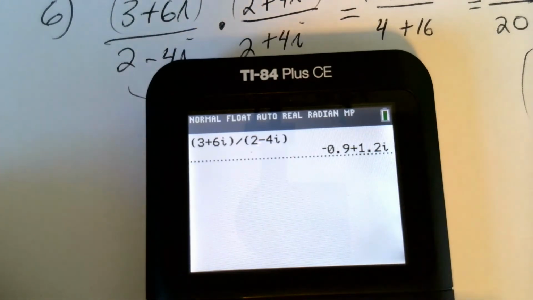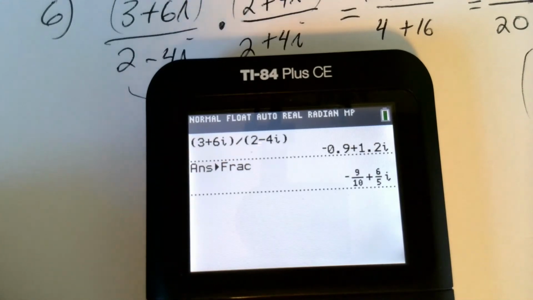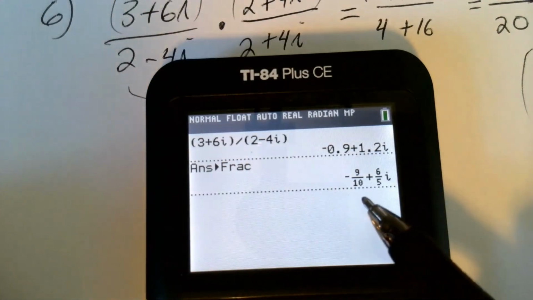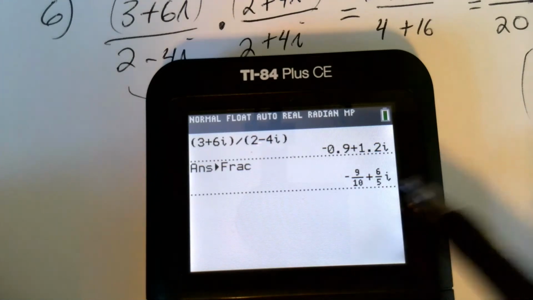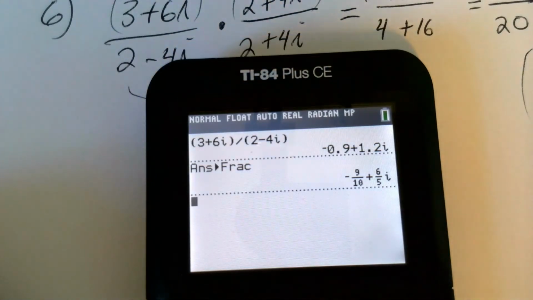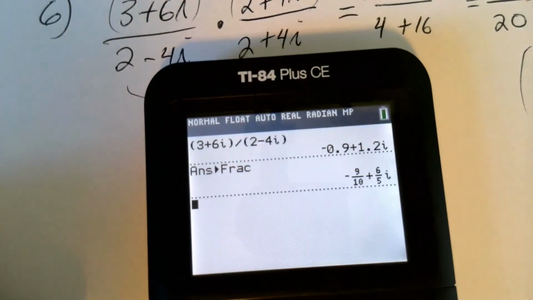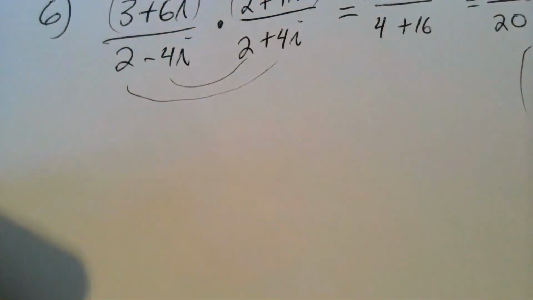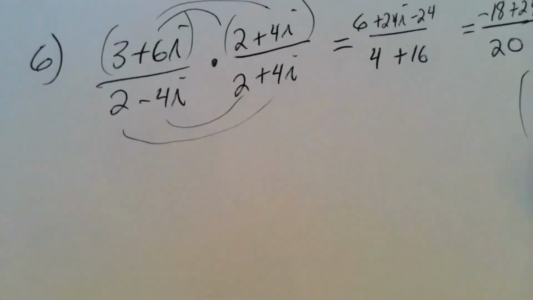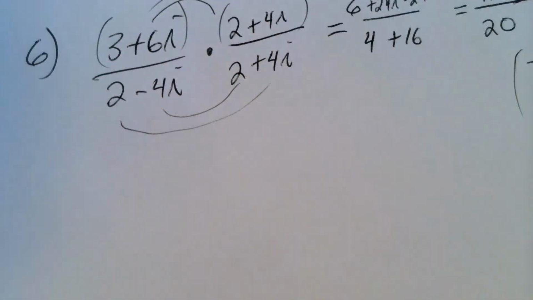However, if you hit math, and then the first key right here, math frac, and hit enter, now you can see it's negative 9 tenths plus 6/5 i, which is what I said it might do in terms of reducing this. Sweet. Again, I need you to be able to do this by hand first. I need you to understand how that works out.